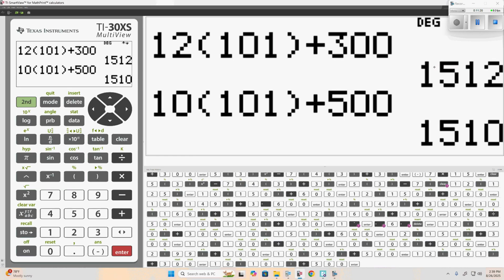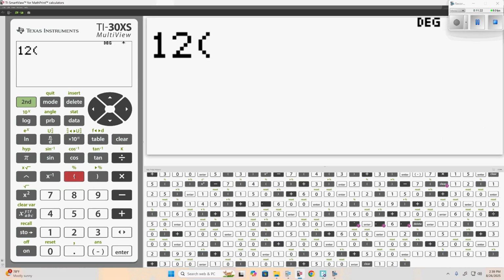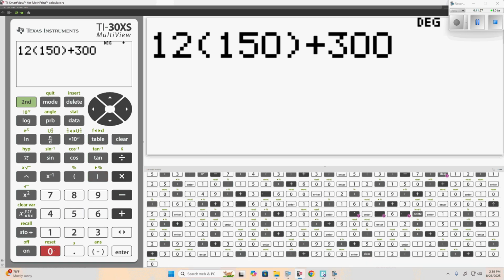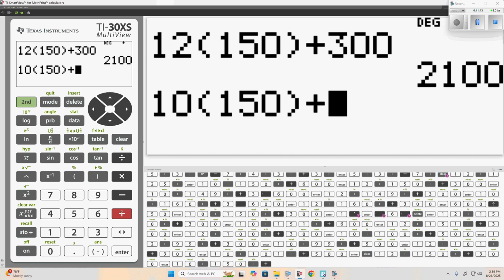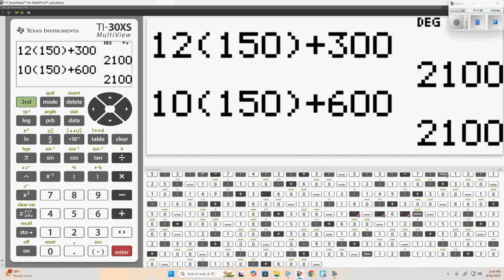Now we can look at it because we can say 12 times 150 plus 300. This is the equation for Lakeside. And if we plug that in, we get 2,100. It would cost $2,100 for 150 students to go to Lakeside. Now Sunview, so it'd be 10 times 150 plus 600. What do we expect the calculator to tell us here? 2,100, and it is indeed 2,100. So they are the same, yes?